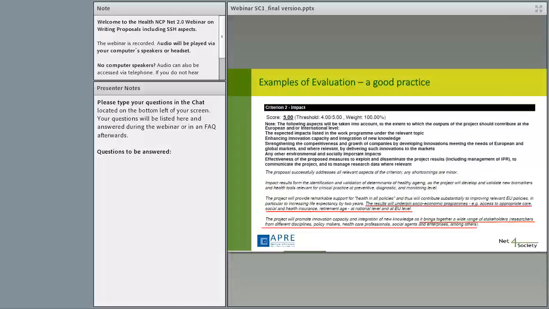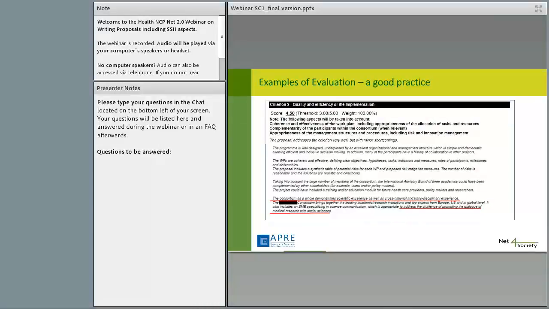This is another example for criterion number 2, impacts, another good practice. As you can see, always in the parts that I have underlined for you, the evaluator suggested that the results of this research will underpin socioeconomic programs, for example, access to appropriate care, social and health insurance, retirement age at national level and at EU level. And again, this research brings together a wide range of stakeholders from different disciplines: policymakers, healthcare professionals, social agents, and enterprises, among others. So again, you can see that in the impact, the consortium stressed the mix between the STEM, science, technology, engineering, and mathematics research, together with the socioeconomic sciences and humanities disciplines. And the results will carry positive impacts on society and on the socioeconomic programs.